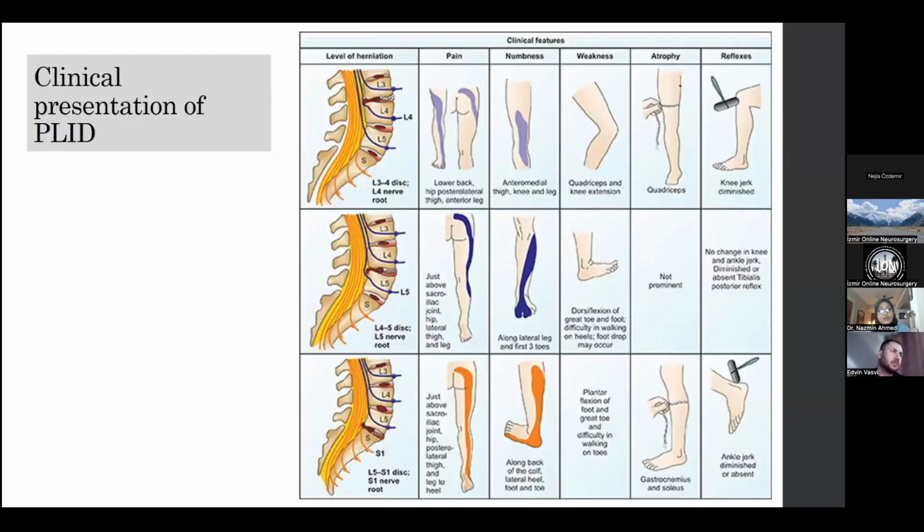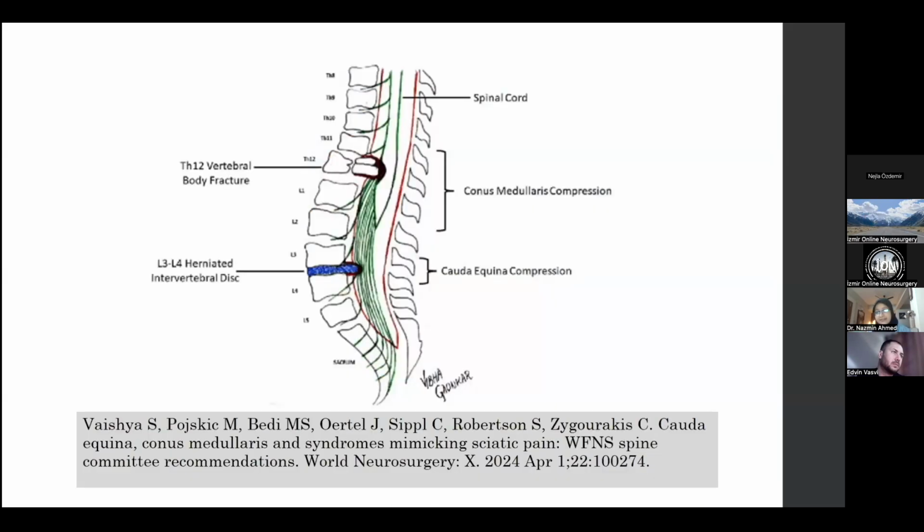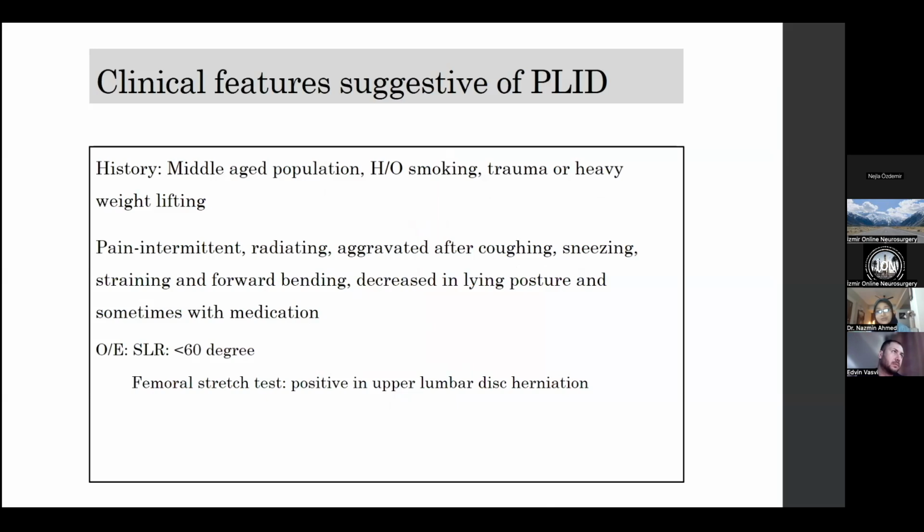So what is the common clinical presentation of PLID? We all know that, so I won't go into details. In summary, in the lower lumbar region it can present with features of radiculopathy, and in extreme cases with features of cauda equina. In upper lumbar disc herniation, it can present as conus medullaris syndrome or manifest as cauda equina syndrome. There are some clinical features which can suggest PLID, but these features are sometimes not confirmatory for prolapsed lumbar intervertebral disc; they are only suggestive.